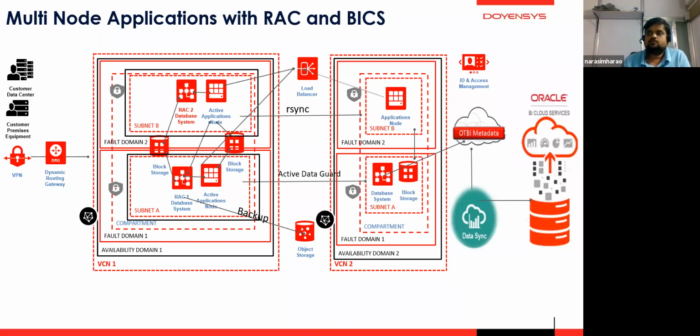Okay, what you can do is add one more RAC node and then use that third RAC node only for your BICS. The BICS will connect to the third RAC node, and you can make use of it only if you have the RAC license.